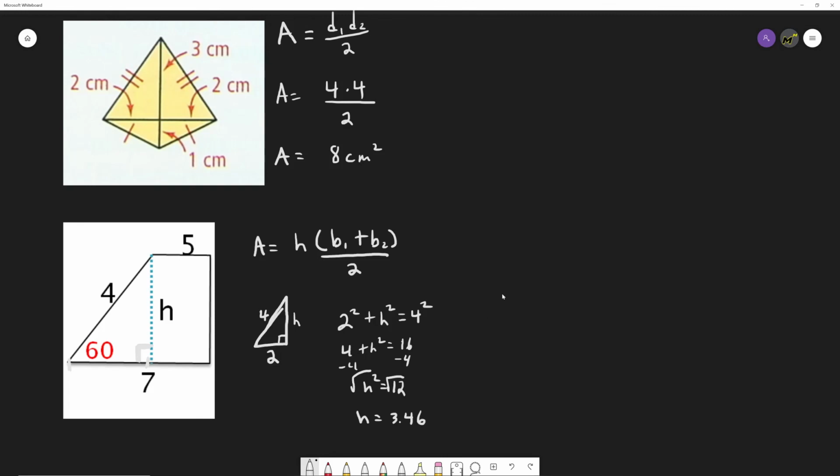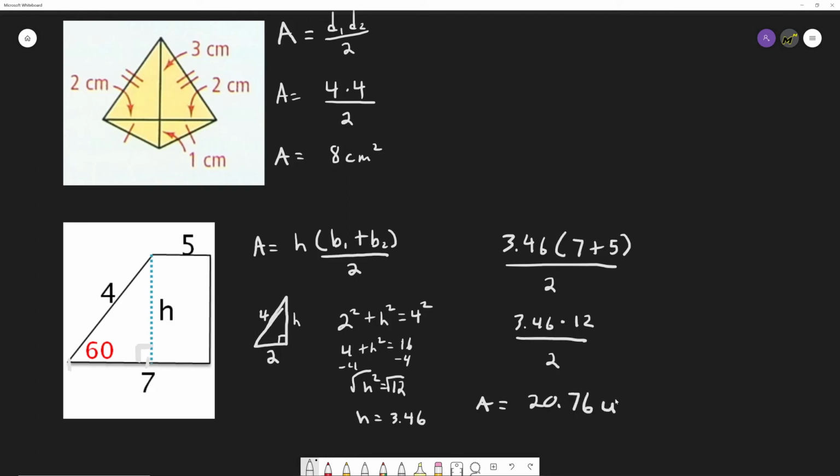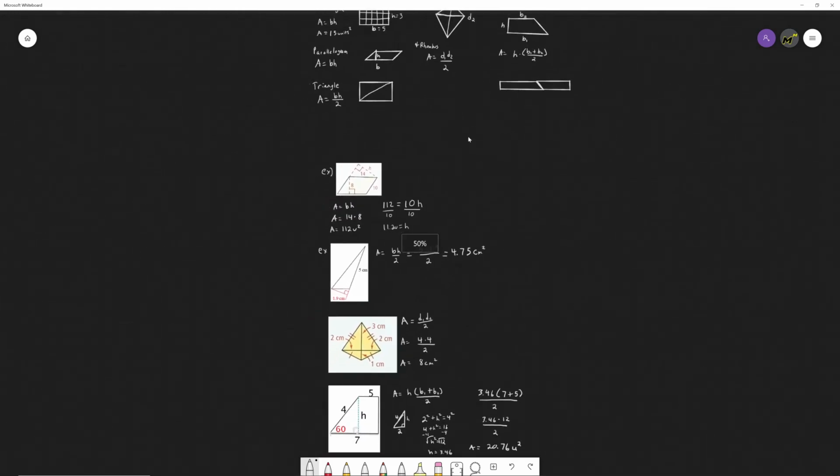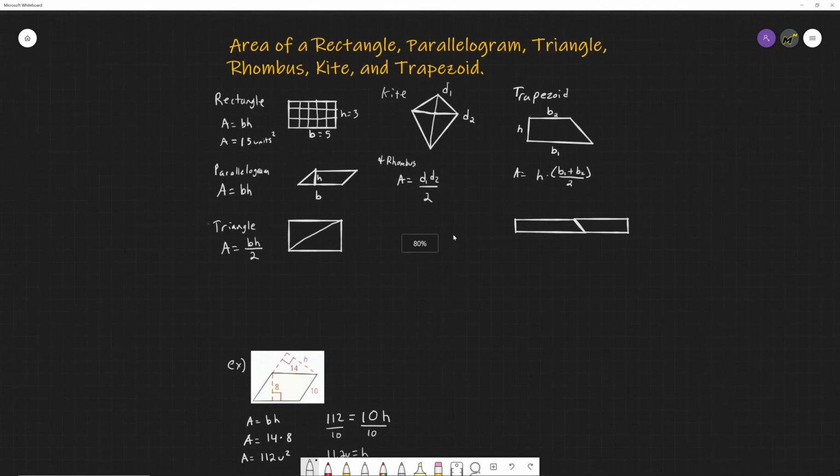Let's go ahead and plug it in our formula. So we have 3.46 for our height, times 7 plus 5, all over 2. So 3.46 times 12, all over 2. And that will give you an answer of 20.76. And we don't have any units given in this problem, so we'll just write units squared. All right, so that concludes it. We have our examples here, and our definitions and little diagrams for our shapes.